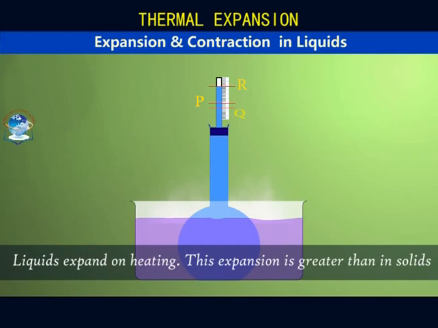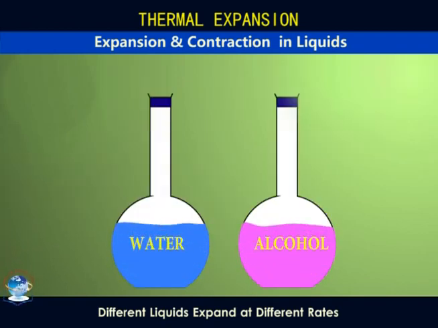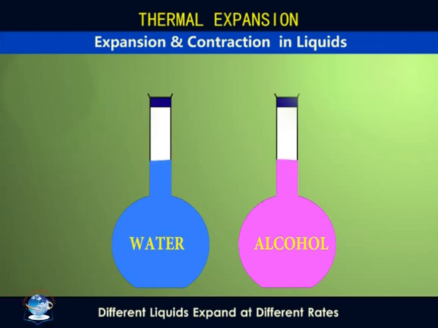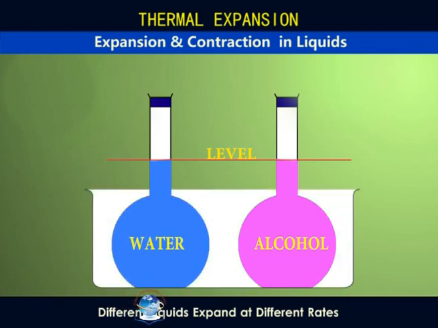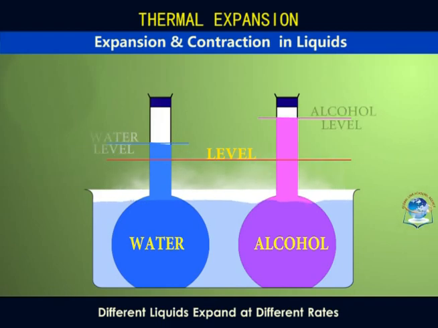Like solids, different liquids expand at different rates. Take two flat-bottomed flasks containing water and alcohol such that their levels are the same. Place them in a large water bath and pour water into it. Heat the water bath until it boils. You will see that the level of alcohol rises more than that of water. So alcohol expands more than water for the same temperature rise.